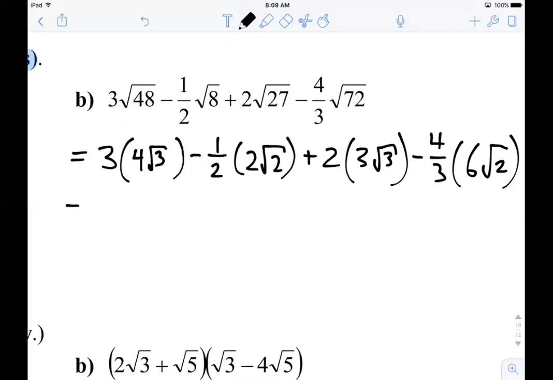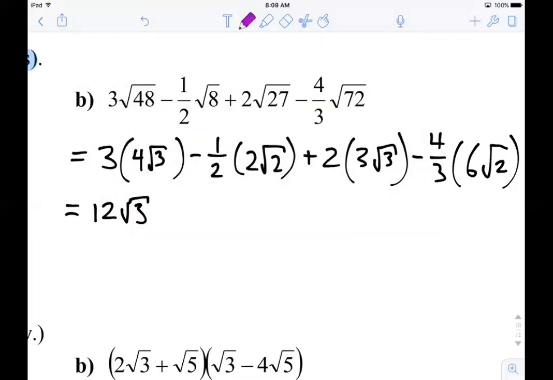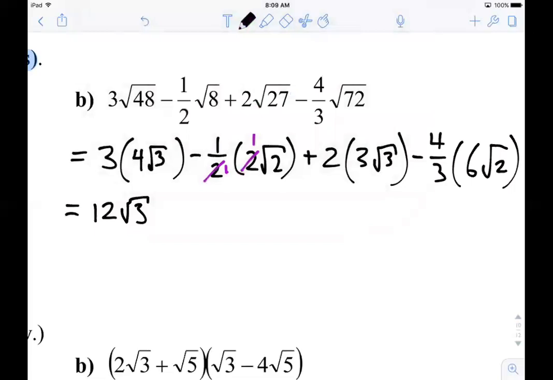So this first one's just going to become 12√3, just multiplying those number coefficients together. With the next one, we've got a 2 here and a 2 here. They can be reduced down to 1s. So it's really just taking 1/2 and multiplying it by 2. So we really just get 1 of those. So it's like we're subtracting a single √2 here. We don't need to write a 1 in front because just writing √2 means just 1 of those. And then this will be 6√3.